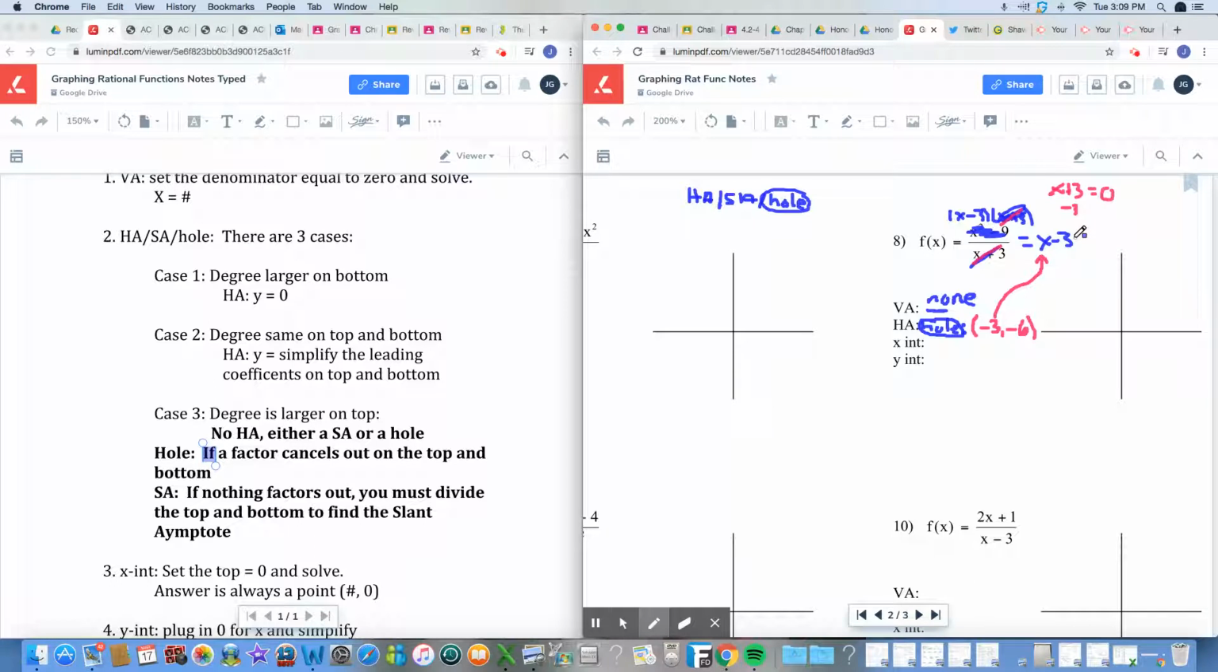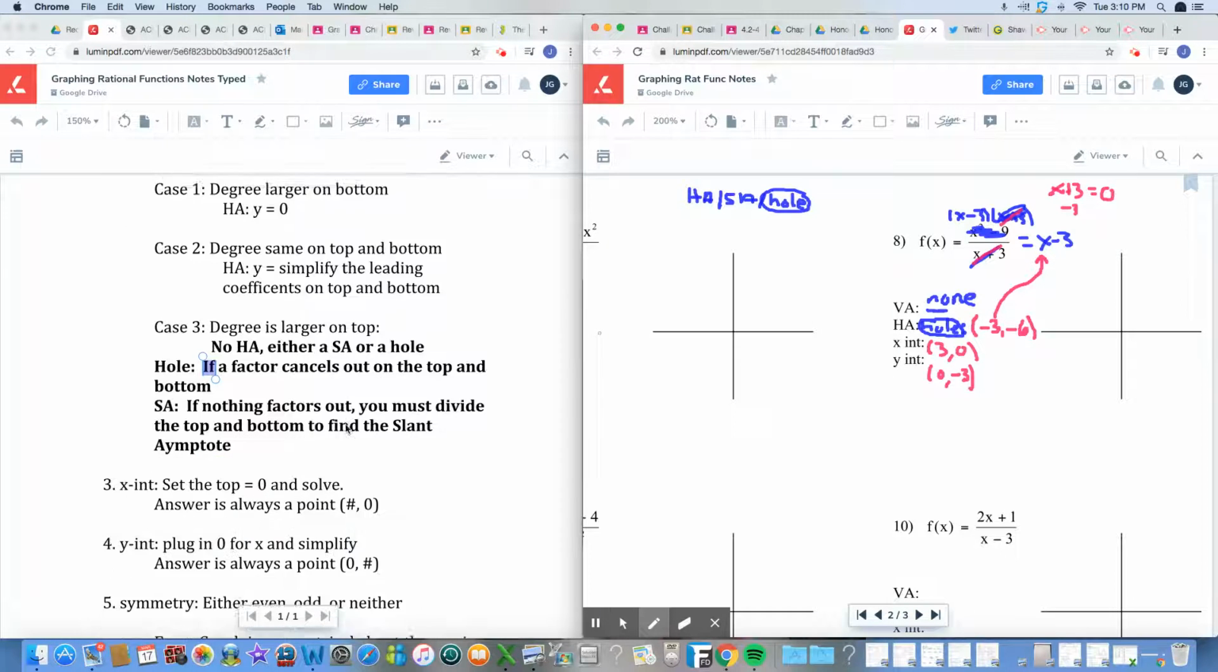You would just set this equal to 0, and you would get 3. So at 3, comma 0 is our x-intercept. And our y-intercept is going to be, well, I just plug 0 in for x. That's going to be negative 3. So at 0, comma, negative 3.